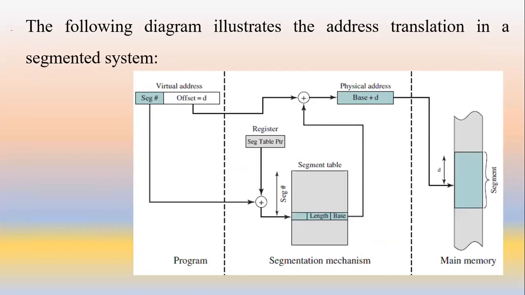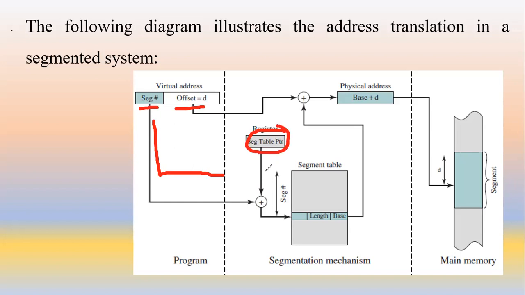The following diagram illustrates the address translation in a segmented system. From this diagram, we can see that we have the virtual address, which has a segment number and an offset, or what we usually call displacement under paging. So we pick the segment number and add it to the segment table pointer.